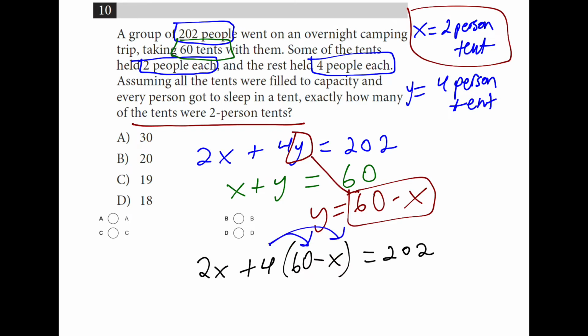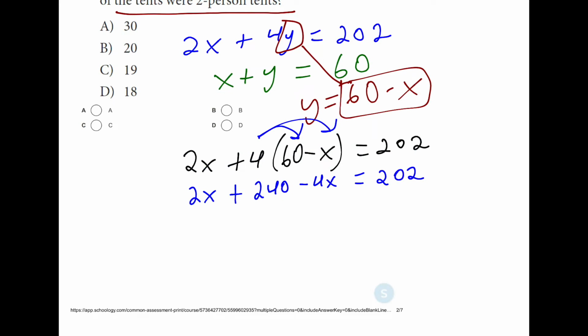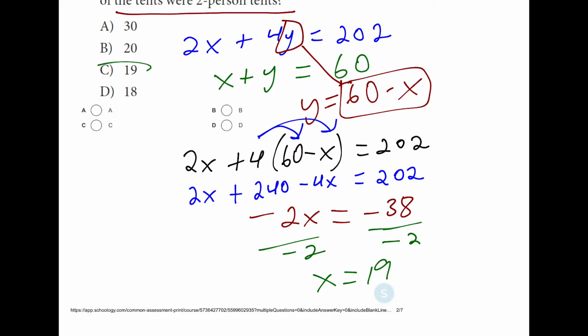I have to distribute the 4. Then I'm going to combine like terms. I'm going to move the 240 to the other side. Everything now is negative. I'm going to divide everything by -2. And x is equal to 19. C.